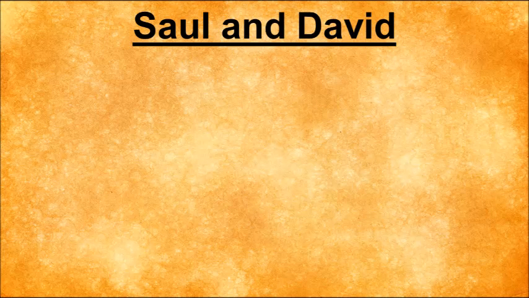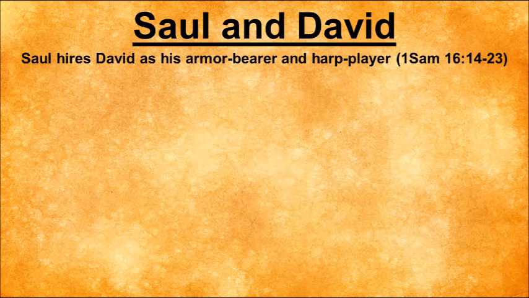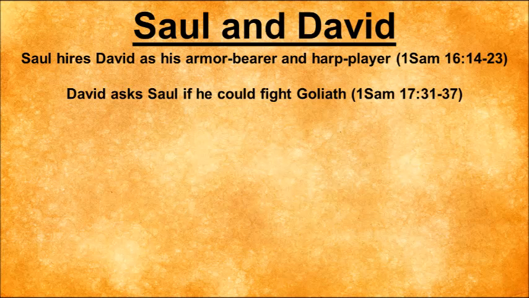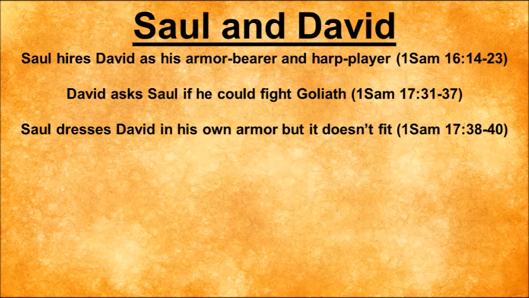One of the most fascinating differences is found right after David kills Goliath. Saul has hired David as his personal armor-bearer and harp player. Here, Saul is told that David's father is Jesse of Bethlehem. At the camp where Goliath is taunting the Israelites, David asks Saul if he could fight Goliath. Then Saul tries to dress David in his armor, but it wouldn't fit.